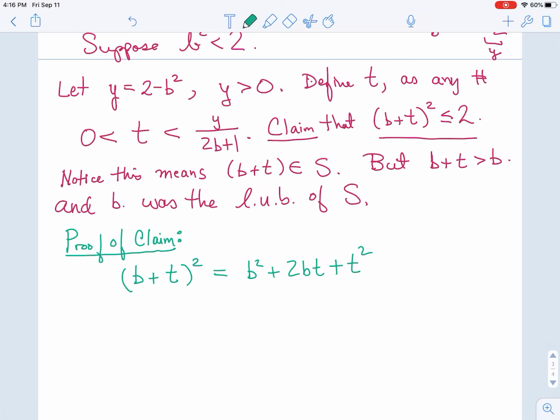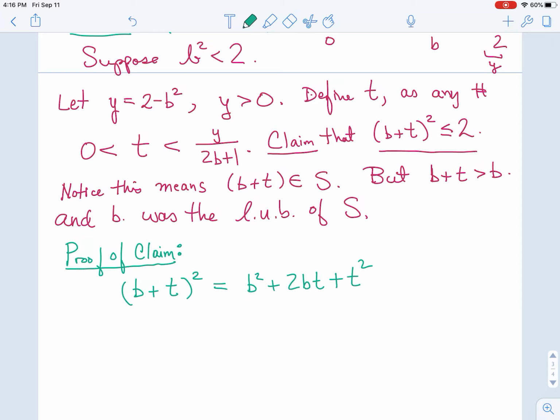Well, remember earlier when we wanted to use the fact that if t was a really tiny number, t squared was smaller than t. I want to do that here. But of course, t squared is only smaller than t if t is smaller than 1. And I think in the thought bubble we said that t was smaller than 0.1 or something like that.